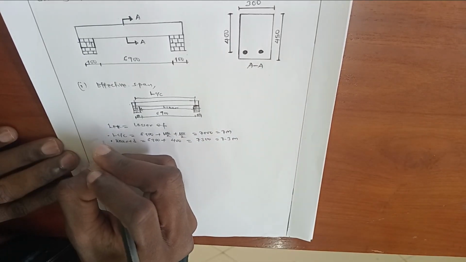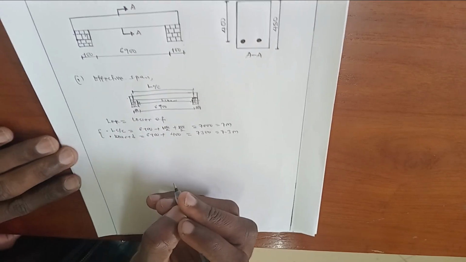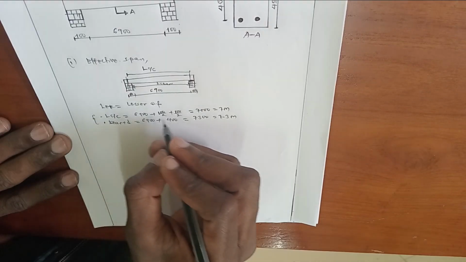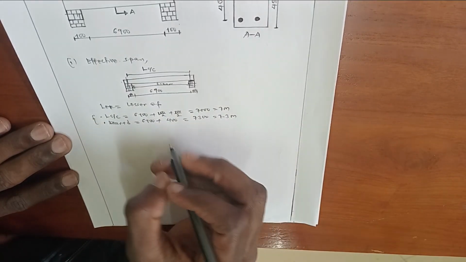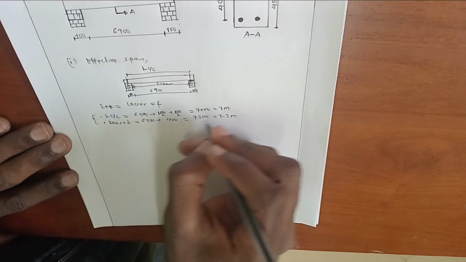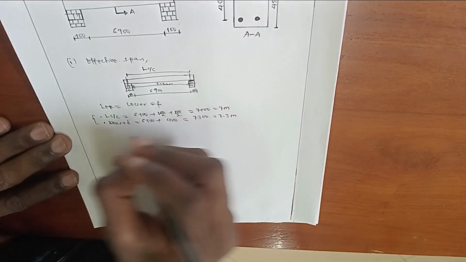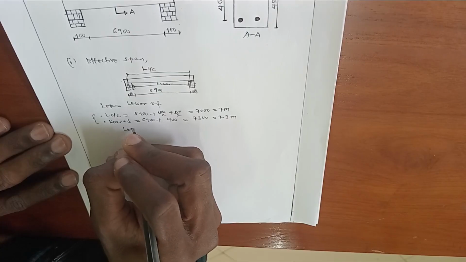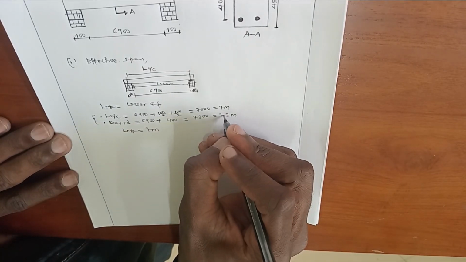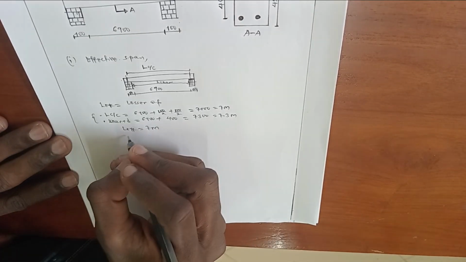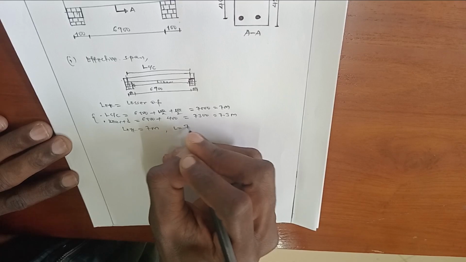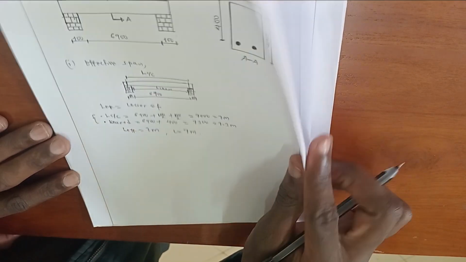So to obtain effective span of this beam, it will be obtained by taking the lesser of these two. 7 meter is less than this one, so 7 meter is equal to the effective span. Therefore, effective span of this beam is 7 meter because it is less than 7.3 meter. This effective span will be used in our design calculation. 7 meter effective span.